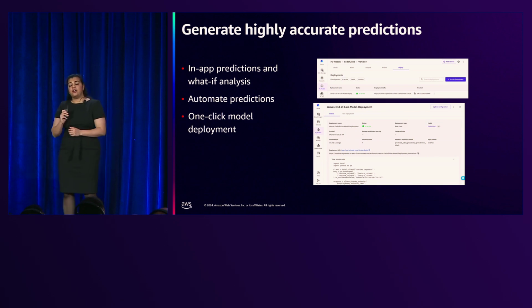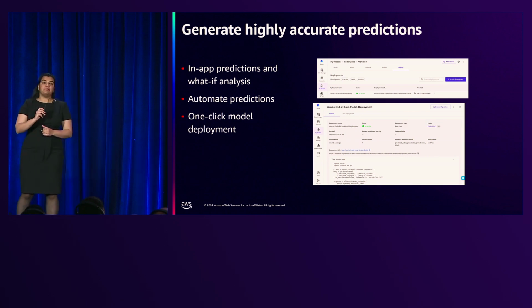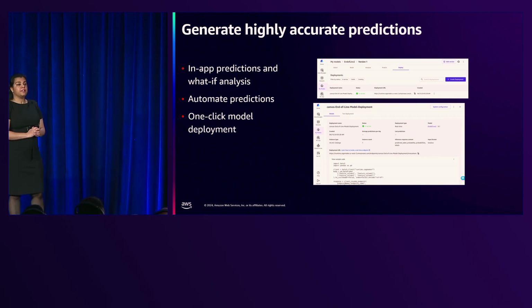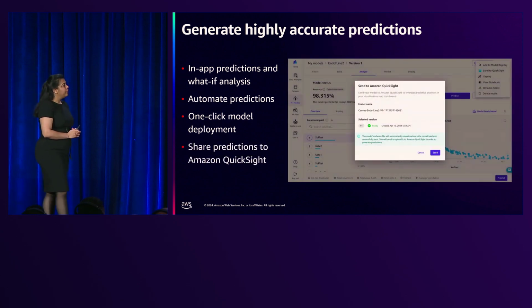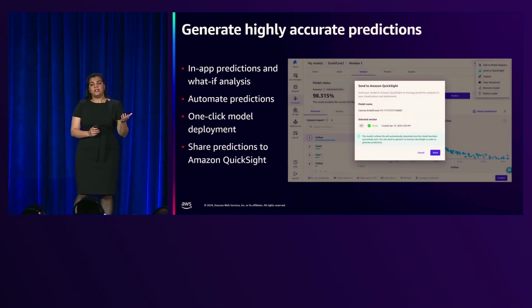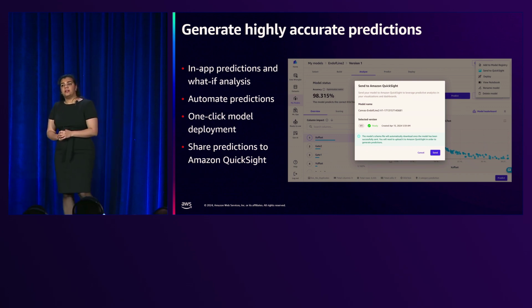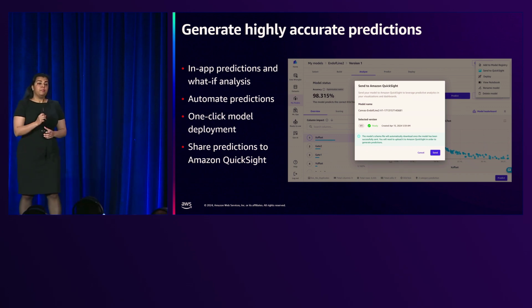With a click of a button, you can deploy these models for real-time inference on SageMaker endpoints, and also share these predictions with Amazon QuickSight, and also share the models with Amazon QuickSight, so you can build predictive analytics dashboards.